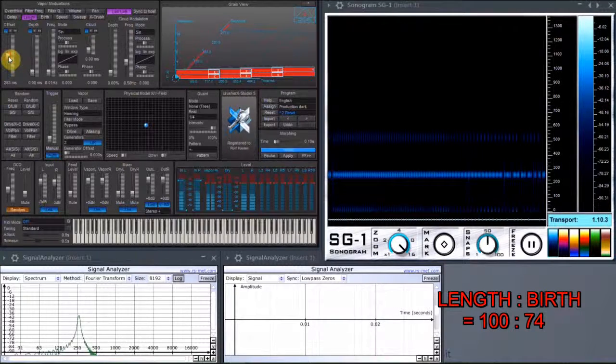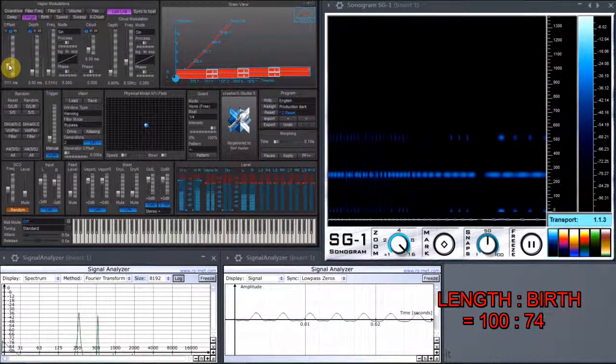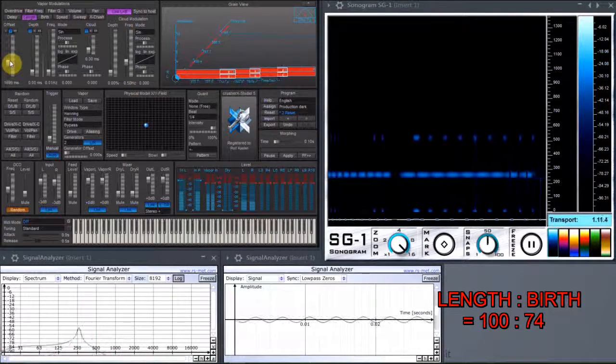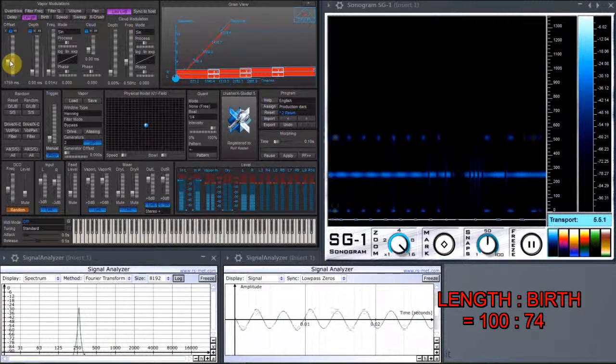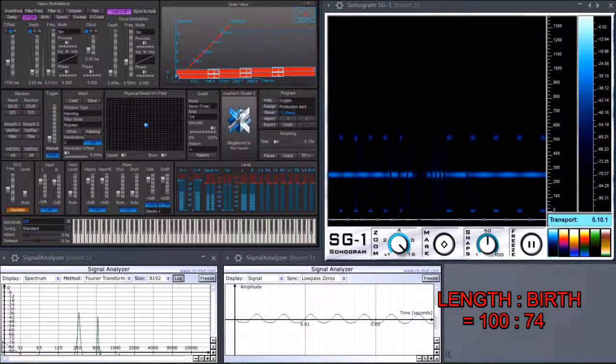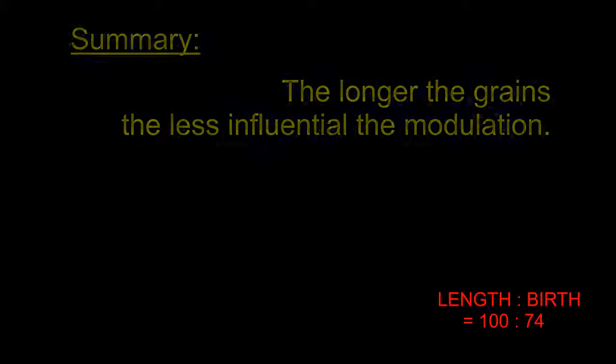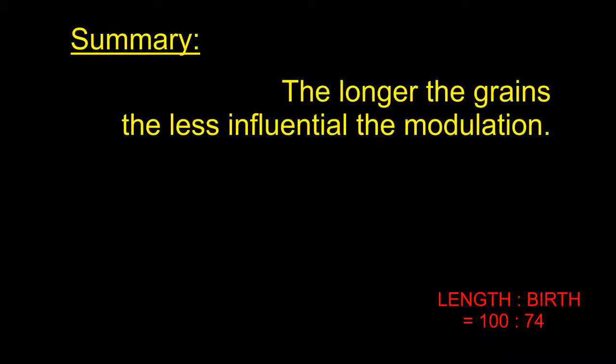Between 250 and 800 milliseconds the sound stays more or less unchanged. Increasing the length of the grains above 800 milliseconds, the low frequency fluctuation of the modulation sets in again, and the longer the duration of the grains is, the more dominant the unmodulated sine wave gets. Summary: again, the longer the grains, the less influential the modulation is.